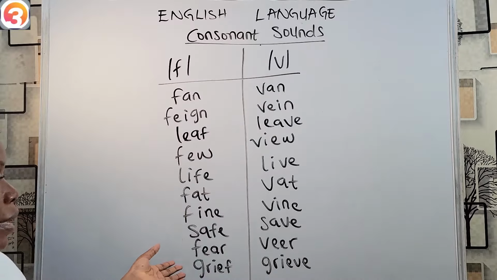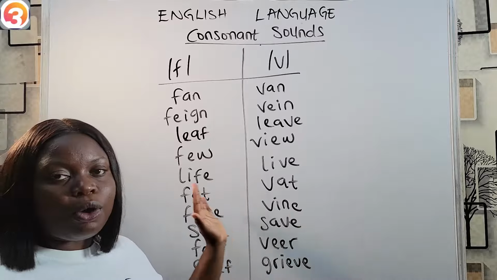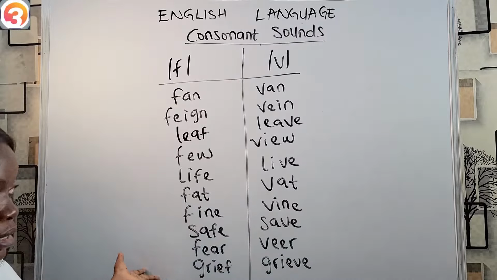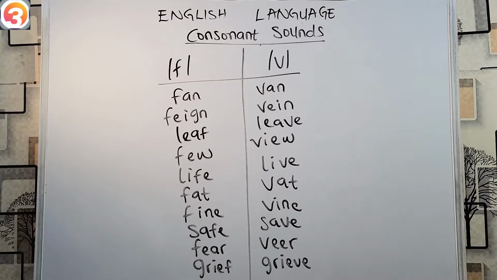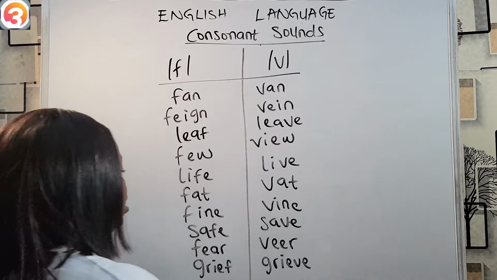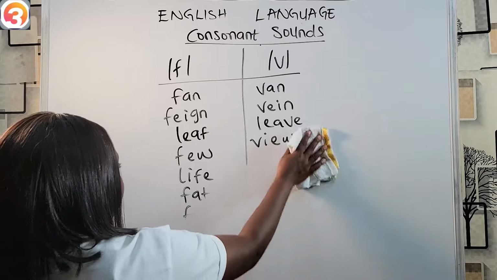So these are minimal pairs between these two similar consonant sounds. These are just a few examples. You can also come up with yours as you try to get this down. Now we can answer questions on these consonant sounds.